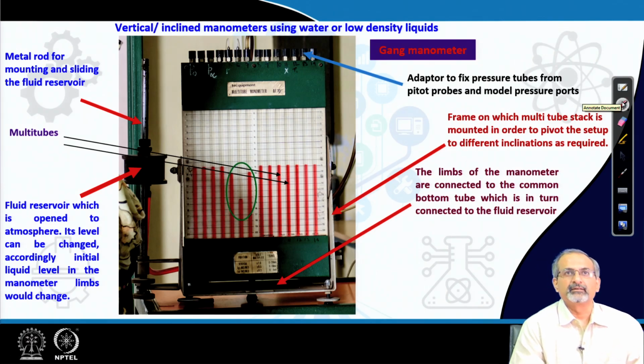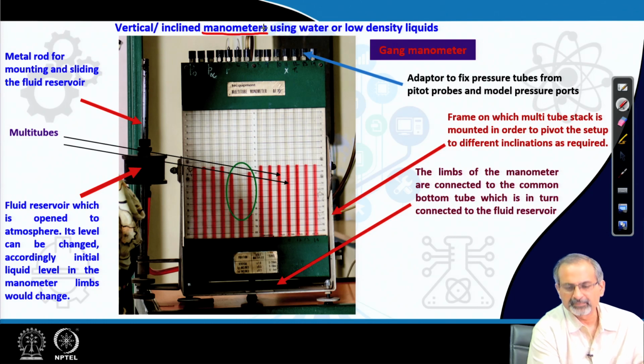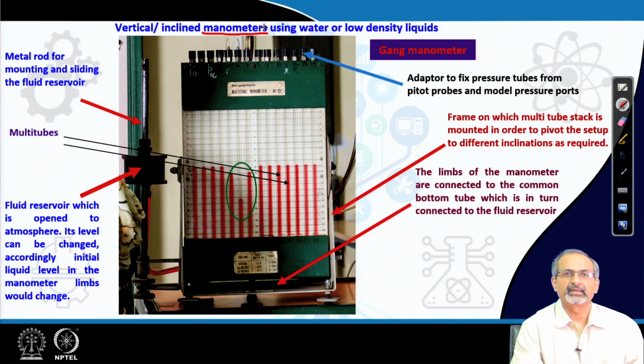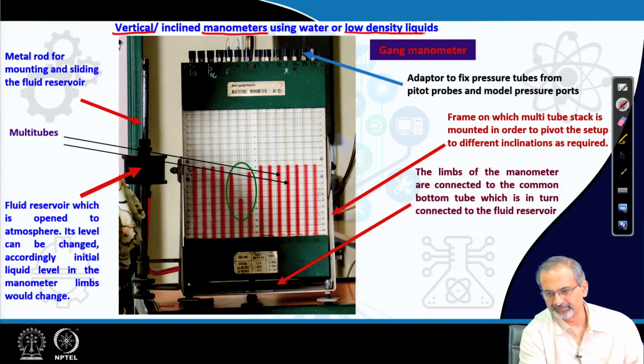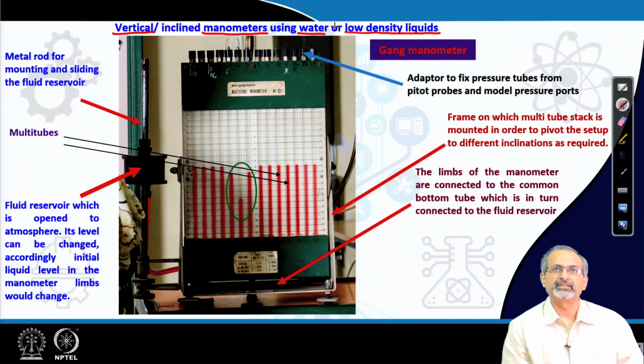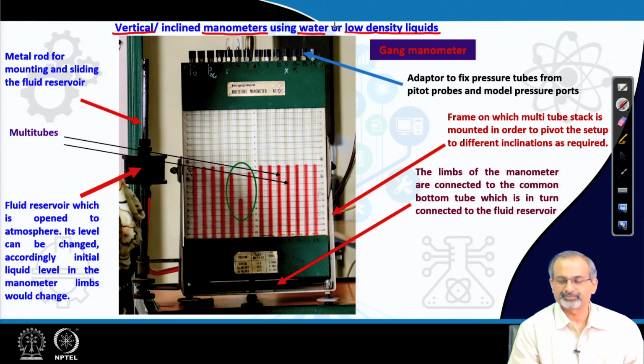Next, let us look at manometers, which play a very vital part in the group of mechanical equipment associated with pressure measurements, whether it is a high speed flow measurement or a low speed flow measurement. Here we are talking about a vertical manometer using a low density liquid. It may be water or it may be a liquid which has a specific gravity lower than 1 as well. There are a lot of proprietary liquids which are also used in this world of manometers.